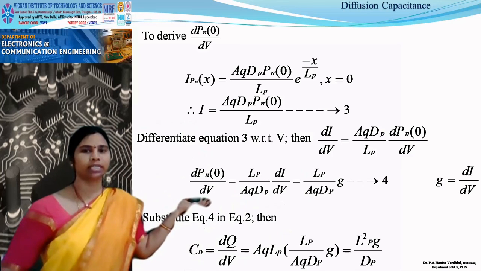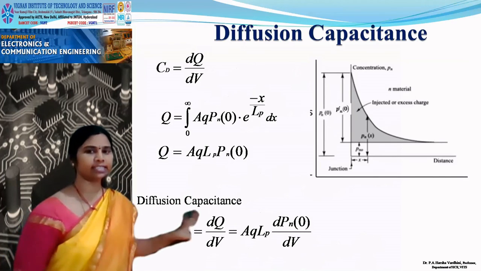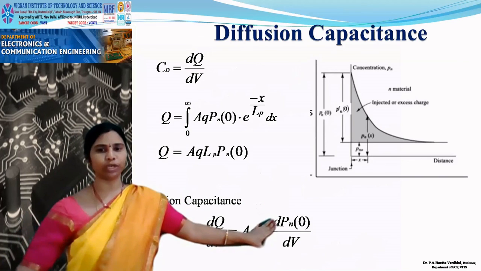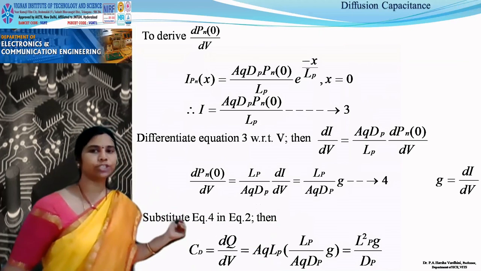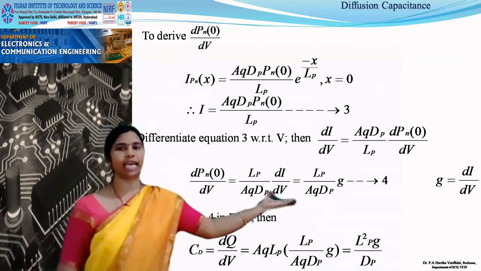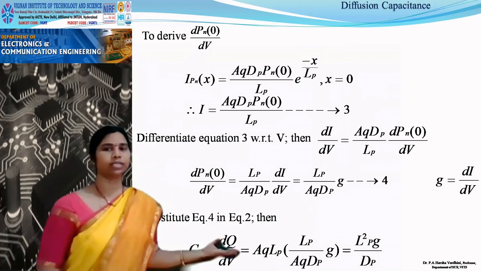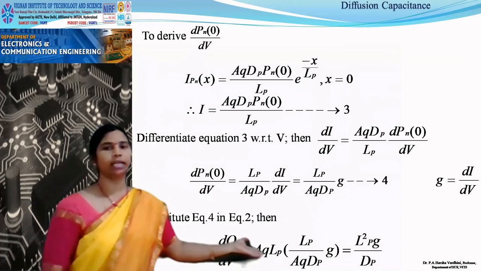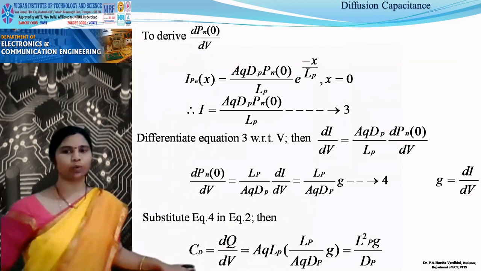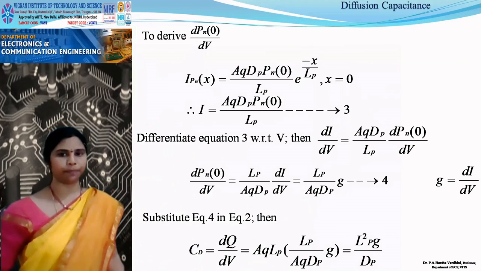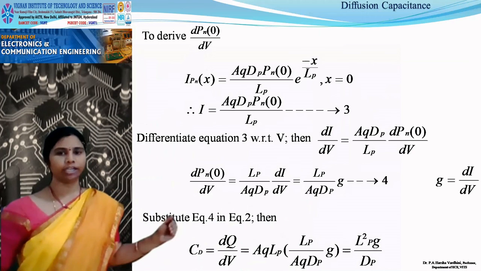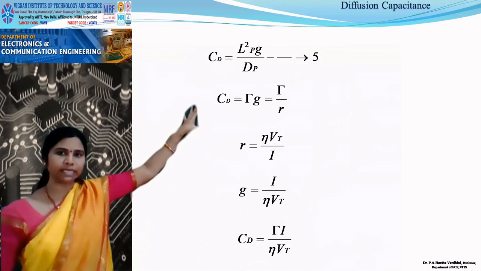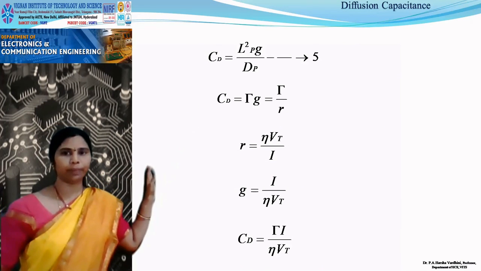What is the second equation? The CD value. So this CD consists of this term. I got the value now. So the fourth equation gives you what is dpn of 0 by dV. So substitute dpn of 0 by dV, which is Lp by AQ Dp into G. Substitute the value. Cancel the common terms. Left over is Lp square into G by Dp. Let me continue with the same equation. CD is equal to Lp square into G by Dp.